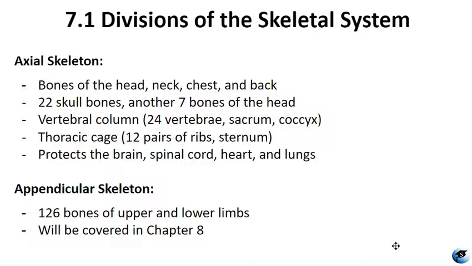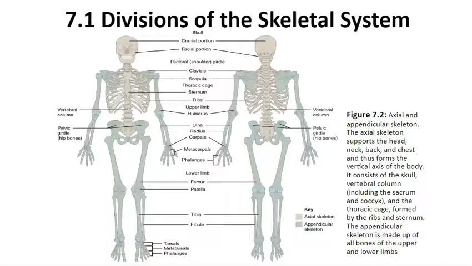The axial skeleton provides protection for vital organs and serves as attachment sites for muscles involved in moving the head, neck, back, and limbs. Complementing the axial skeleton, the appendicular skeleton includes all of the bones of the upper and lower limbs, along with those attaching the limbs to the axial skeleton. In adults, the appendicular skeleton consists of 126 bones, and we will be covering those separately in the next chapter and in the next lesson. Figure 7.2 shows both the axial and appendicular skeleton.